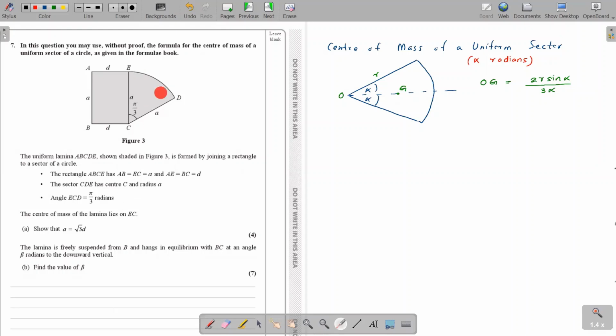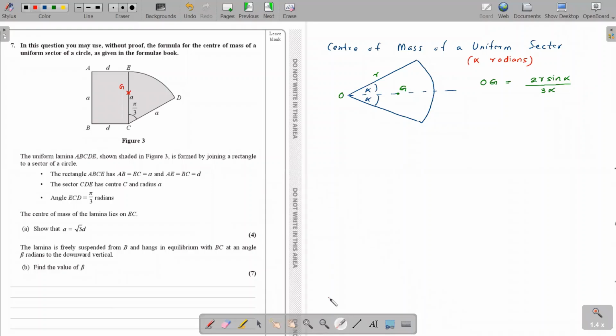Now you have your rectangle here and you have your sector here. Both the rectangle and the sector have their own center of mass separately. But when you combine them together, the center of mass comes into a new position, depending on the mass ratios of both of these objects. When you combine the two objects together, the combined center of mass lies somewhere on the line EC. So this is G. They are asking you to show, using this fact, that A equals root 3 D. How do we show that A equals root 3 D?